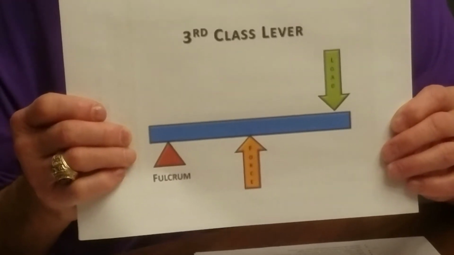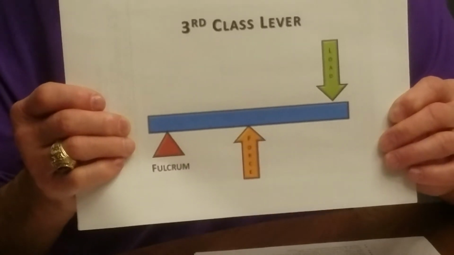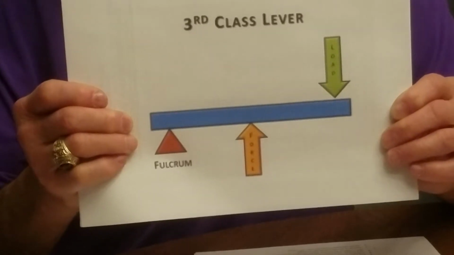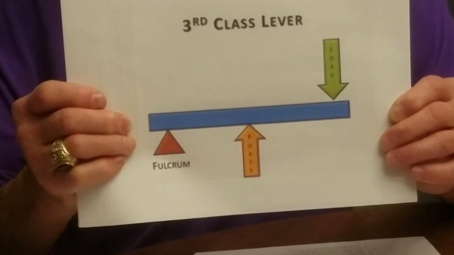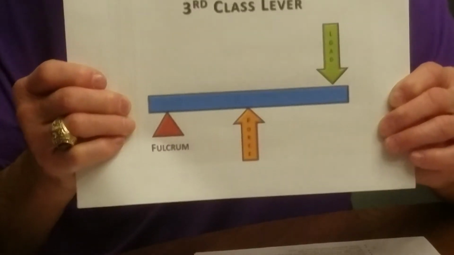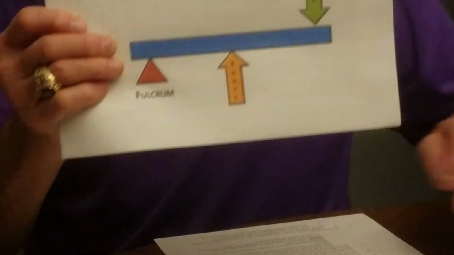Why would God give us muscles that are not mechanically advantageous? We'll talk about that a little later, but I want you to think about it. Like I said, it's never a mechanical advantage. Most skeletal muscles are third class.